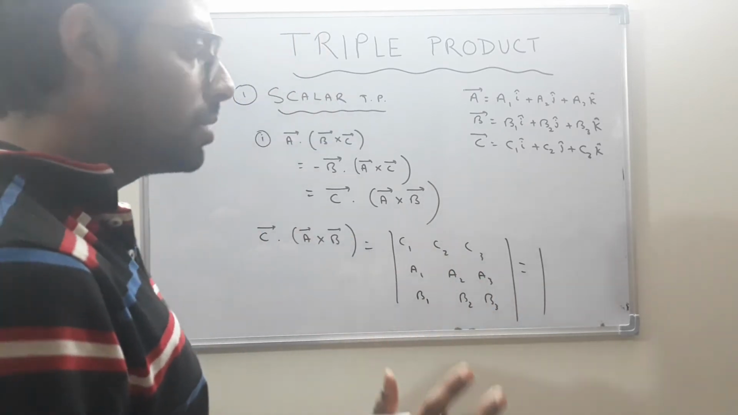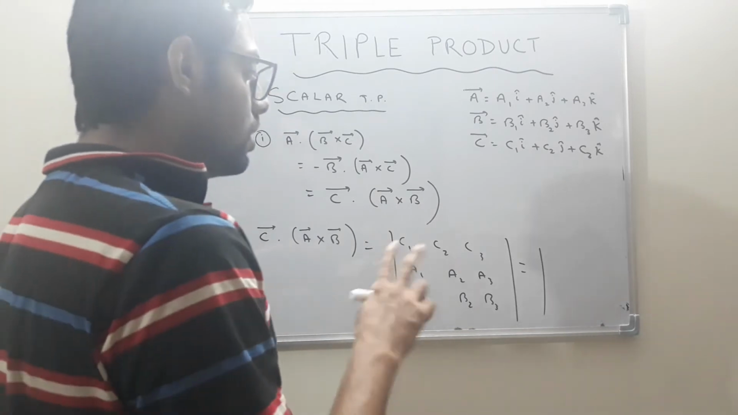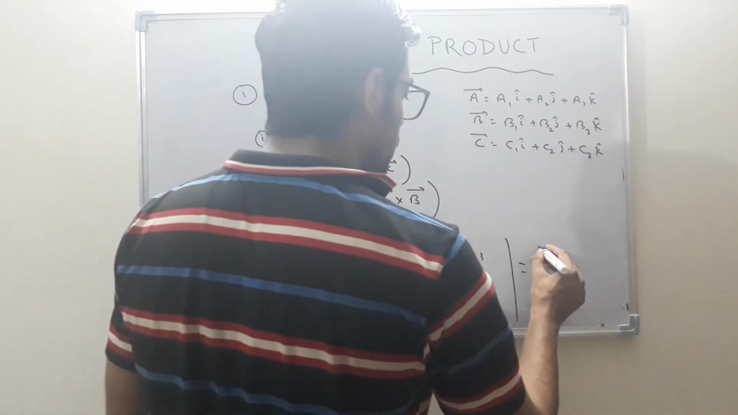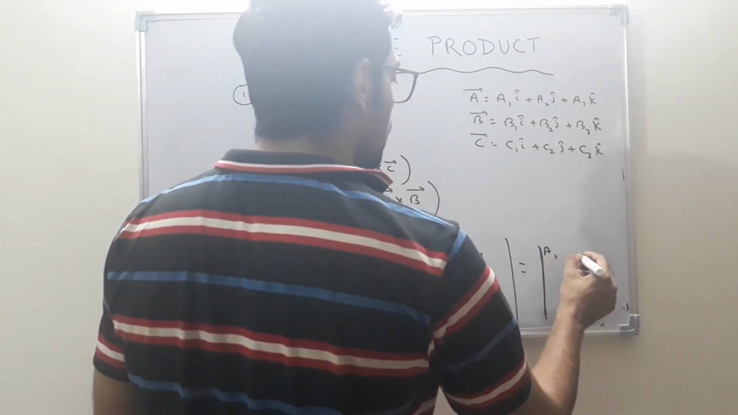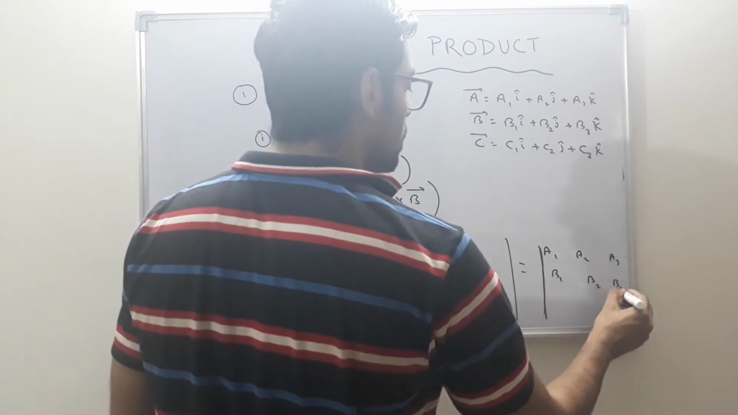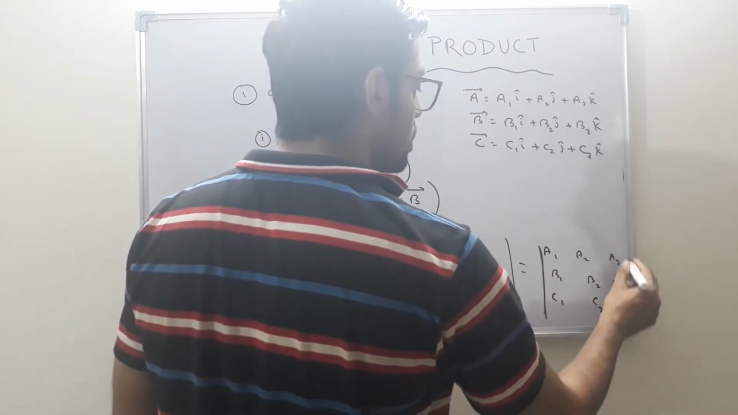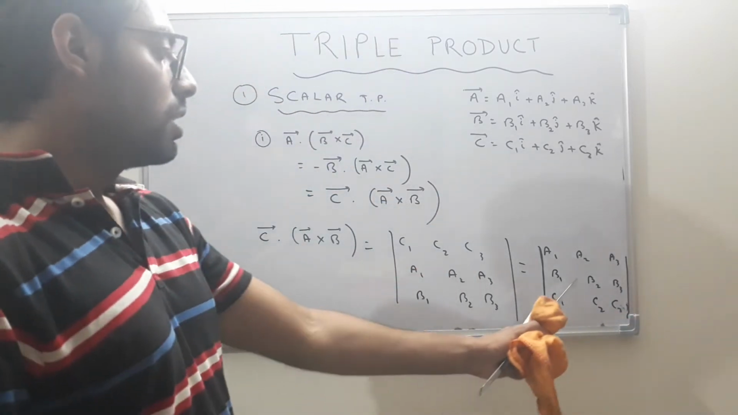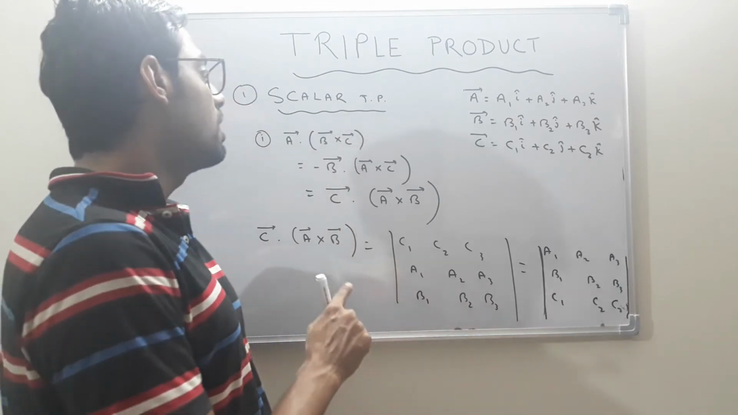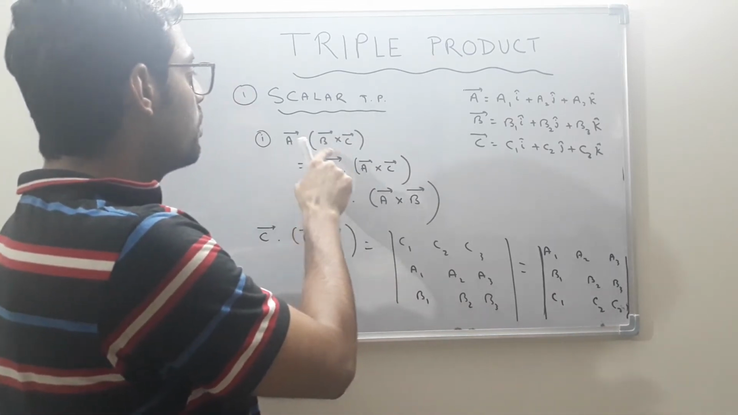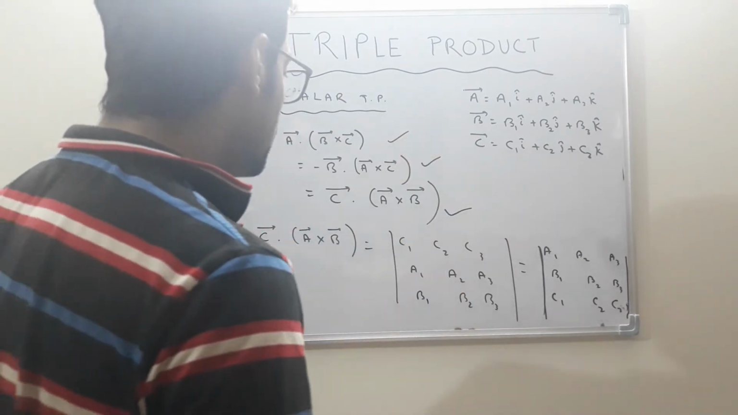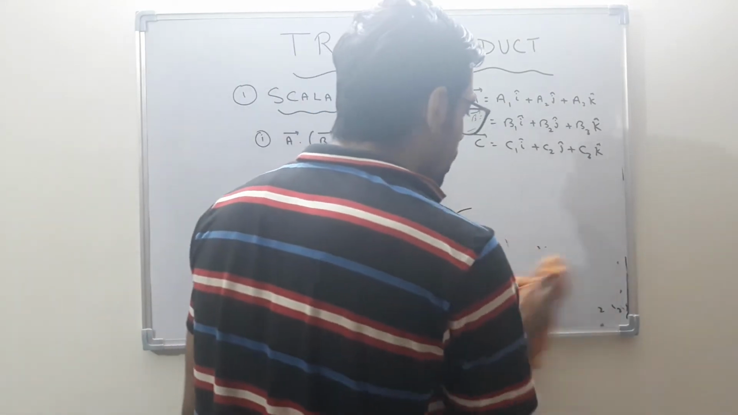Therefore, 2 times you have to perform the interchange of rows procedure, for which there will be 2 negative signs and it will finally result in a positive determinant in the form A1, A2, A3, B1, B2, B3, C1, C2, C3, which is the determinant form of A dot B cross C. Therefore this relation also holds good. So this is an important characteristic of this scalar triple product.